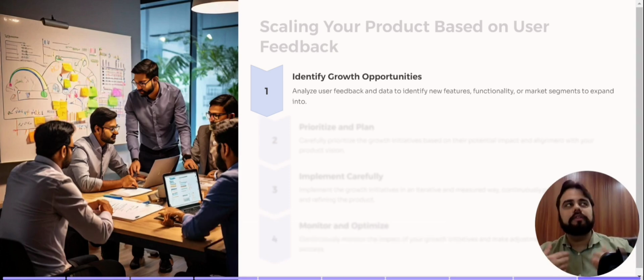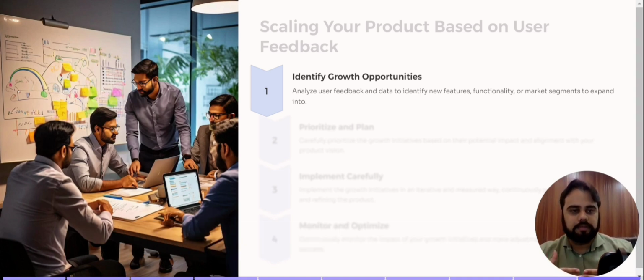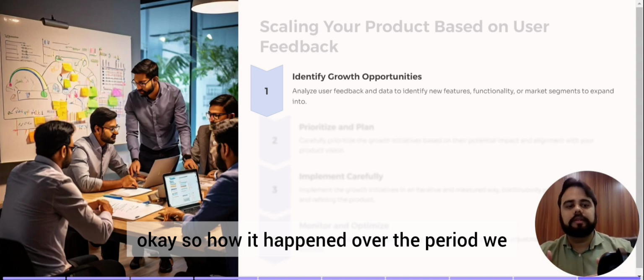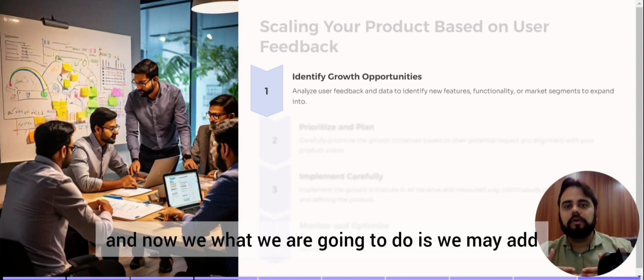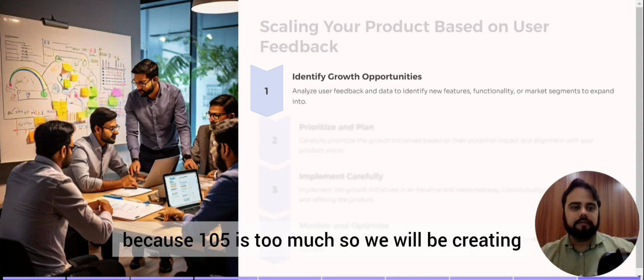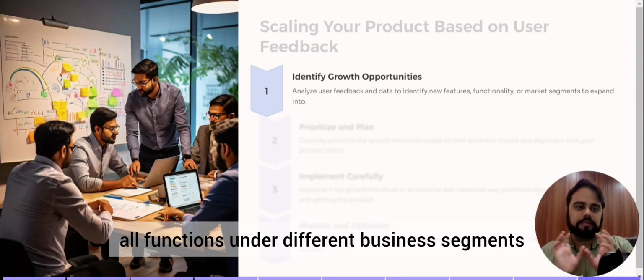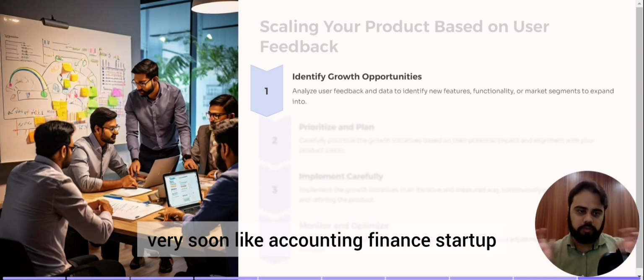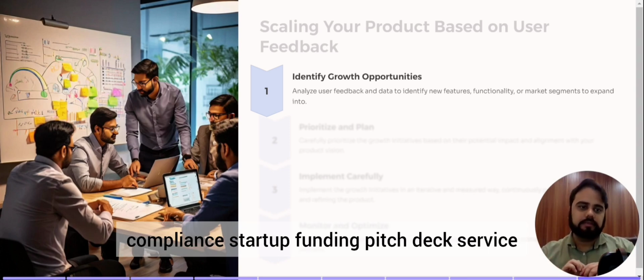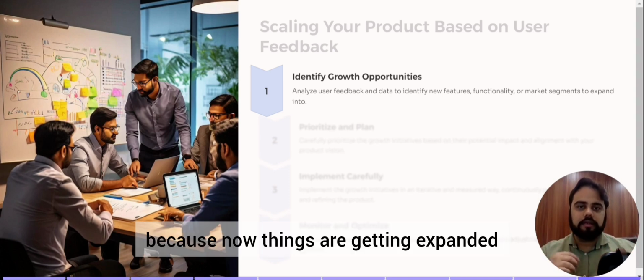Because initially when we started as Legal Suvida, we had only 5-6 services. Now we have 105 services. So over the period we have evolved as an organization, and now what we are going to do is, because 105 is quite a lot, we will be creating all functions under different business segments. So we are going to do business segmentation very soon, like accounting, finance, startup compliance, startup funding, pitch deck. Okay, so service-wise segmentation we will be doing very soon, because now things are getting expanded.